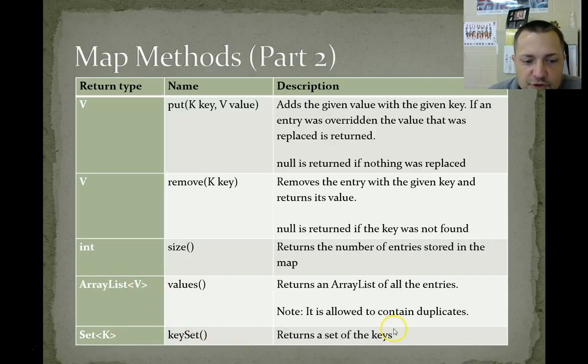Key set returns all the keys, but the keys are a set. The keys are unique, so it's not going to return an array list of keys. It's going to return a set of keys because the keys are unique. We can return an array list of values because one value might appear multiple times. But we want to verify that the key set is unique. So when we return it, it's going to be a set of keys.